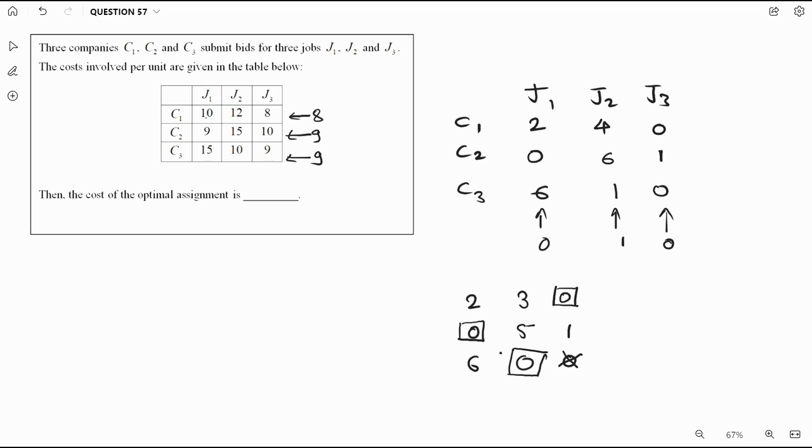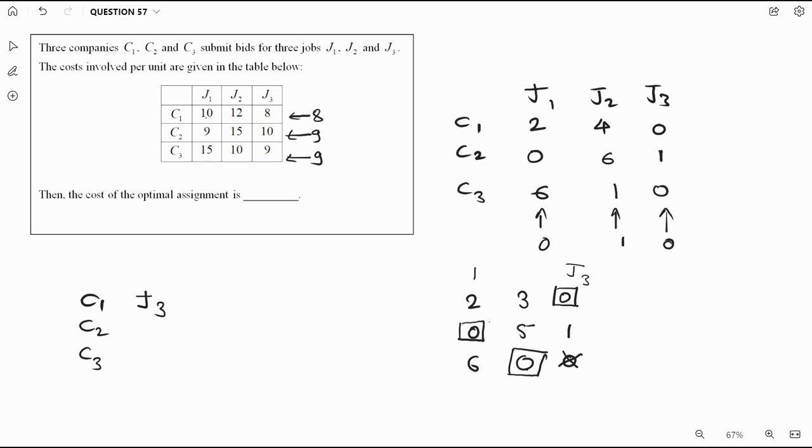Now all the zeros are covered, and in each row we have exactly one 0, and in each column as well we have exactly one 0. Thus we have arrived at the optimal solution. And how will we find the solution? These are our companies C1, C2, C3. For the C1 company, the squared 0 is in the J3 column. So for C1, we will assign job J3.